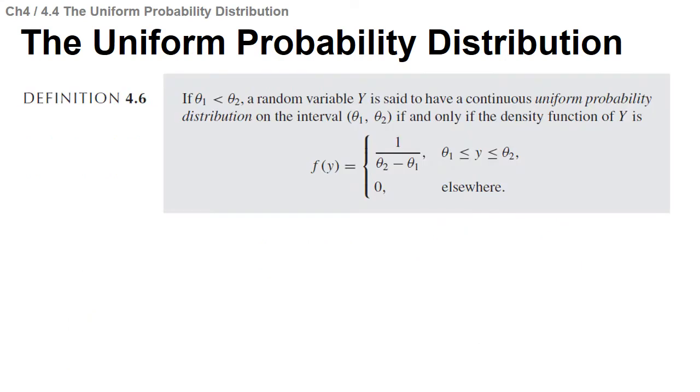Here comes the definition. If theta 1 is less than theta 2, a random variable y is said to have a continuous uniform probability distribution on the interval theta 1 to theta 2 if and only if the density function of y is like this. To make the area of f(y) equal to 1, the height should be 1 over theta 2 minus theta 1. So this is the form of the uniform probability distribution.